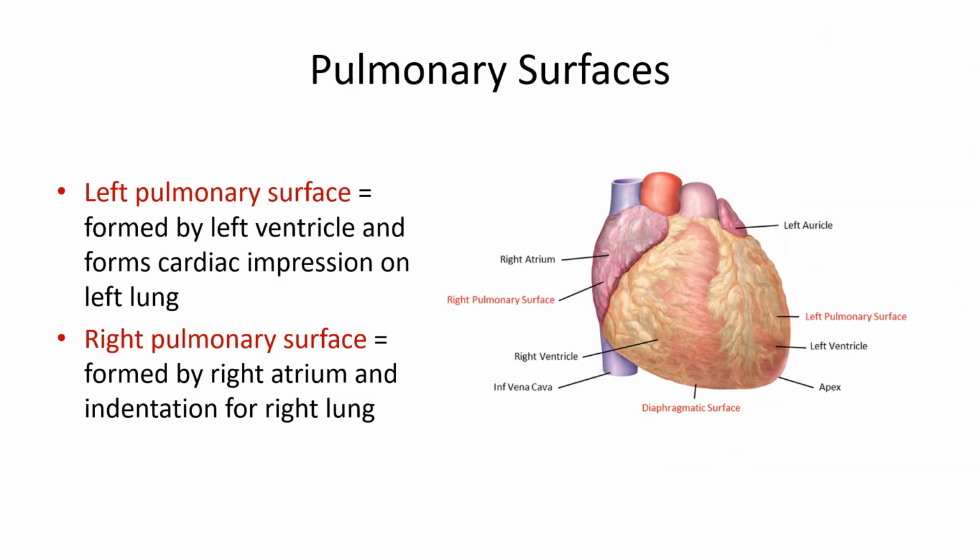Coming to the pulmonary surfaces, there are left and right pulmonary surfaces. The left pulmonary surface is formed by the left ventricle and it forms an impression on the left lung. Whereas the right pulmonary surface is formed by the right atrium and it also presents an indentation on the right lung.